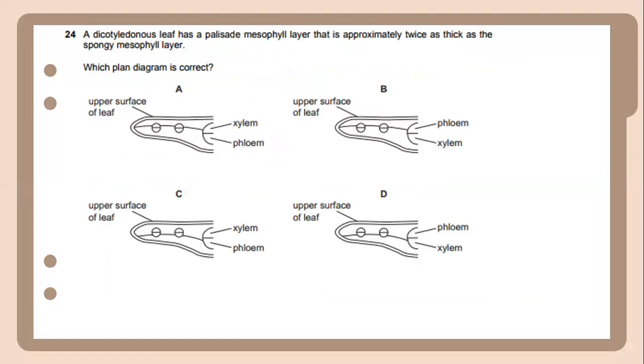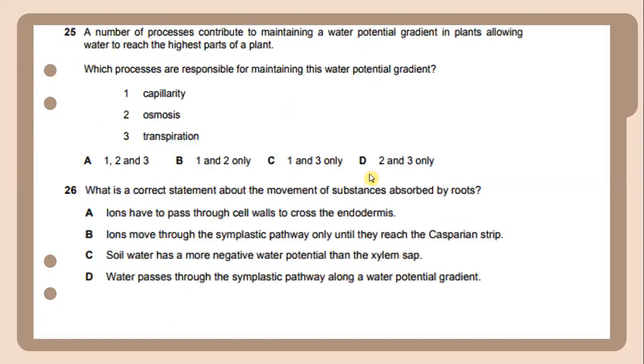Question number 24. A dicotyledonous leaf has a palisade mesophyll layer that is approximately twice as thick as the spongy mesophyll layer. Which plant diagram is correct? The answer will be C.